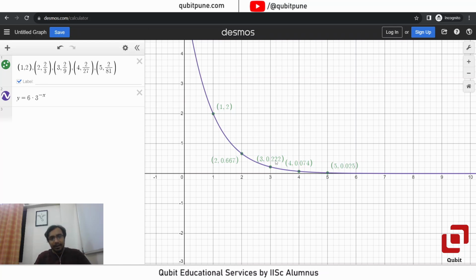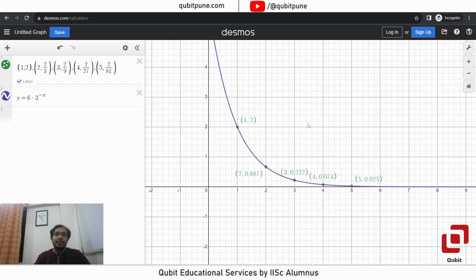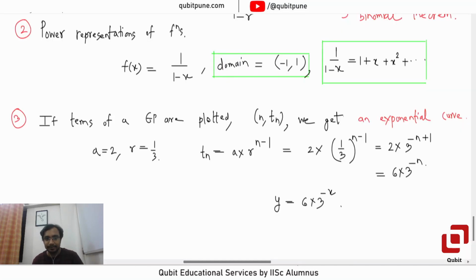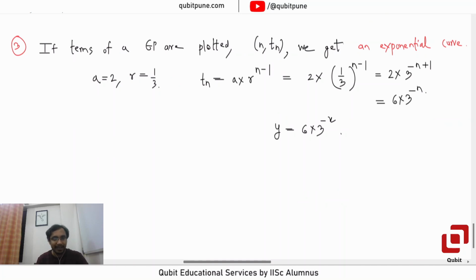Now it would be interesting to see what happens if the common ratio is negative, because then the signs of the terms are going to flip. So let's take that example and see what happens. I'm going to keep a as it is, but change my common ratio to negative 1 upon 3, and now I want to see what happens.